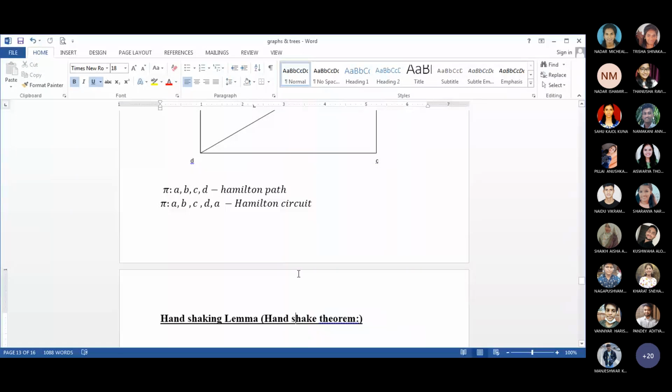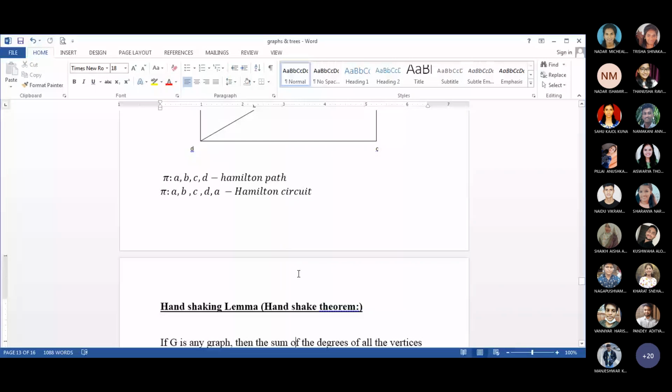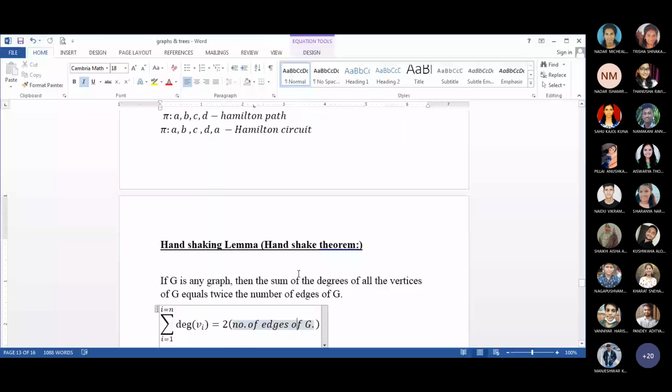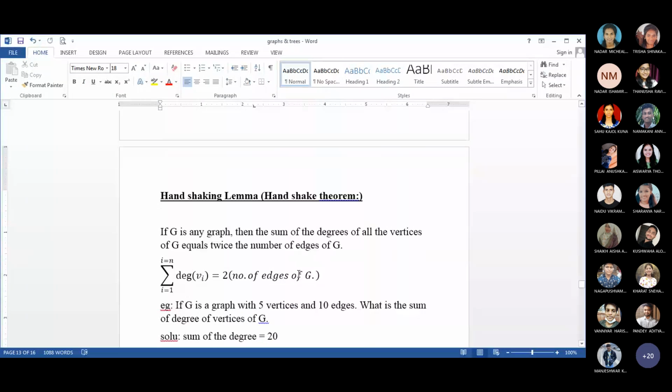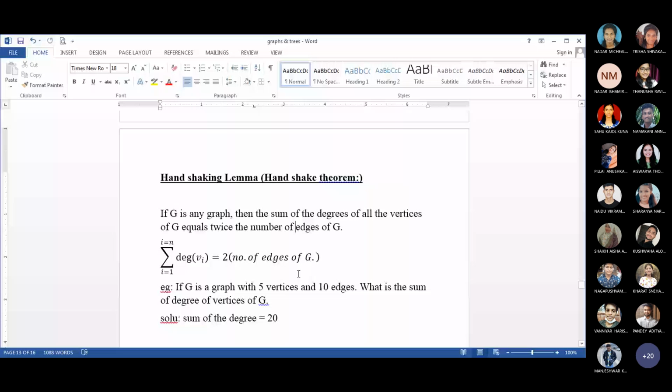So next we discuss the handshaking lemma, which is also known as the handshake theorem. Again, we will not discuss the proof of this. Though the proof is simple, we will not discuss it, because mostly if it is an MCQ, the proof will not come, so I will avoid the proof.